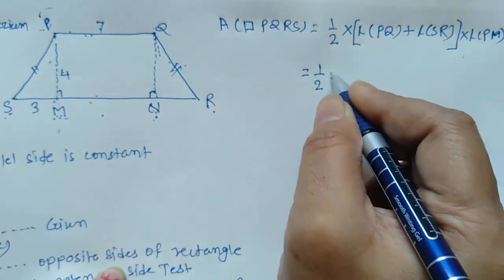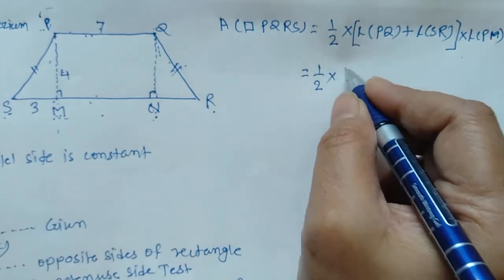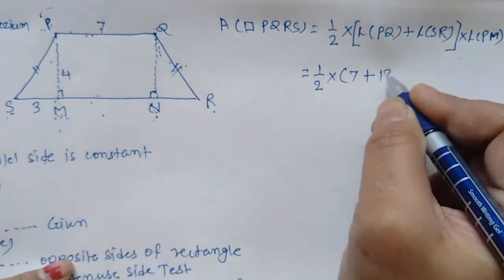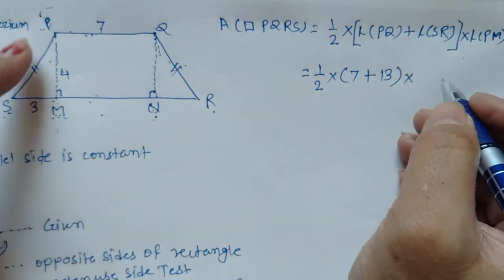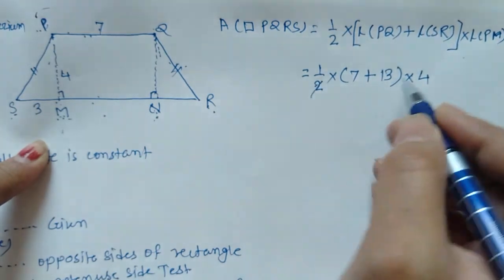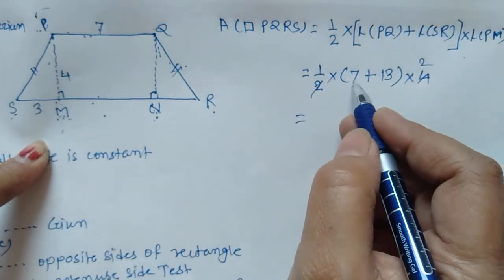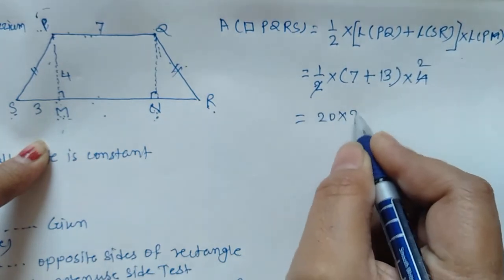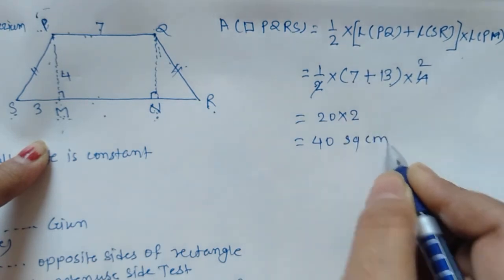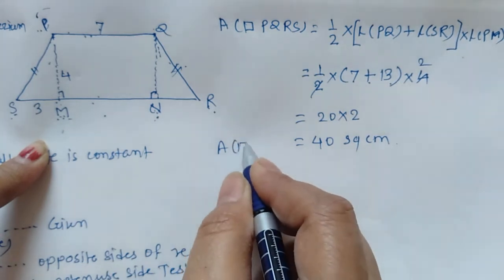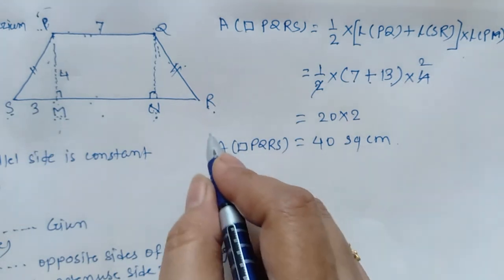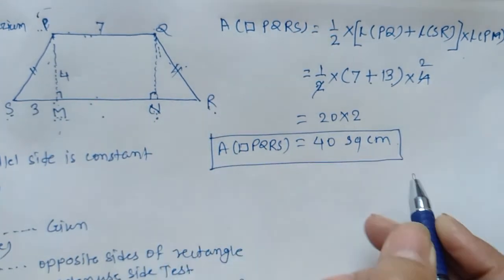Is equal to half into length of PQ is 7 plus length of SR is 13, into length of PM, means H, is 4. So 2 divided by 4, 2 twos are 4. 7 plus 13 is 20 multiplied by 2 is equal to 40 square centimeter. So area of trapezium PQRS is equal to 40 square centimeter. And this is the final answer.